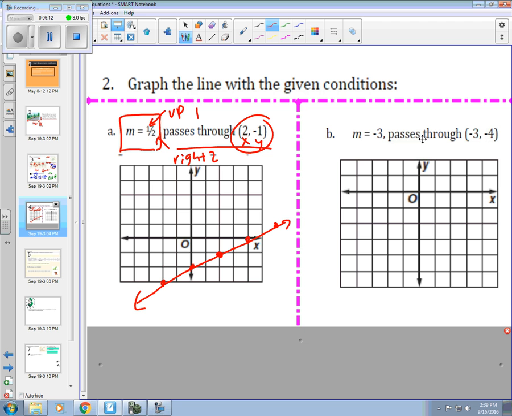Why don't you pause the video and try the second one and see how you do on that? All right, let's see how you do. First, start with the point, -3, we want to move left. -4, we want to move down for our point. Again, remembering that that's x, that's y.